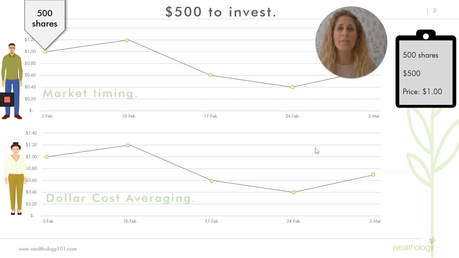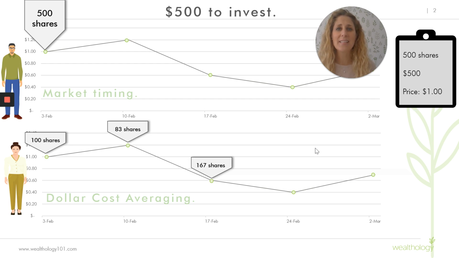The woman on the bottom will use a technique called dollar cost averaging. So instead of taking $500 all at once and putting it into this stock, she'll split her $500 into five $100 pieces and buy little bits over time. So in the first period on February 3rd, she's able to buy 100 shares at $1 with her $100. When the price of the stock goes up a little bit to $1.20, she's able to buy 83 shares using that same $100. When the price of the stock goes down to 60 cents, she's able to buy 167 shares.